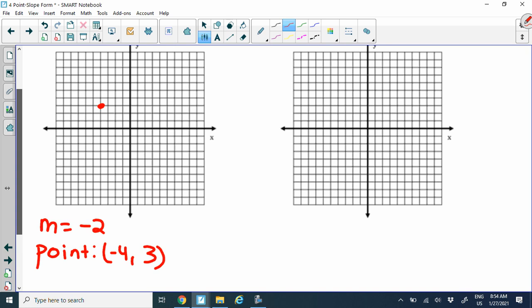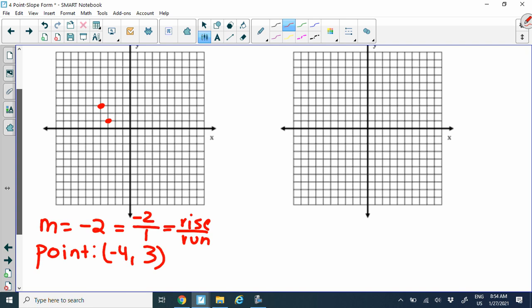So we have negative 2 as our slope. Now, if you want to change that into a fraction, remember to do so. Negative 2 is going to be in our numerator, and we put it over 1. So negative 2 is going to be my rise, while my run is going to be a 1. So we're going to go down 2 and then to the right 1, because 1 is positive. So I go down 1, 2 to the right 1. So I plot that point.